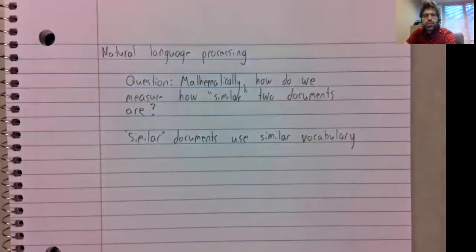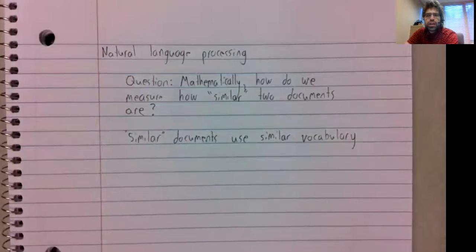I'm intentionally leaving it vague what similar means here. It could mean a lot of different things depending on the context. For example, two documents could be similar if they were written at about the same time. And to try to get a handle on that, you could look at the slang terms that those documents use. Slang words fall in and out of favor. So if two documents use the same slang words, they were probably written at a similar time.